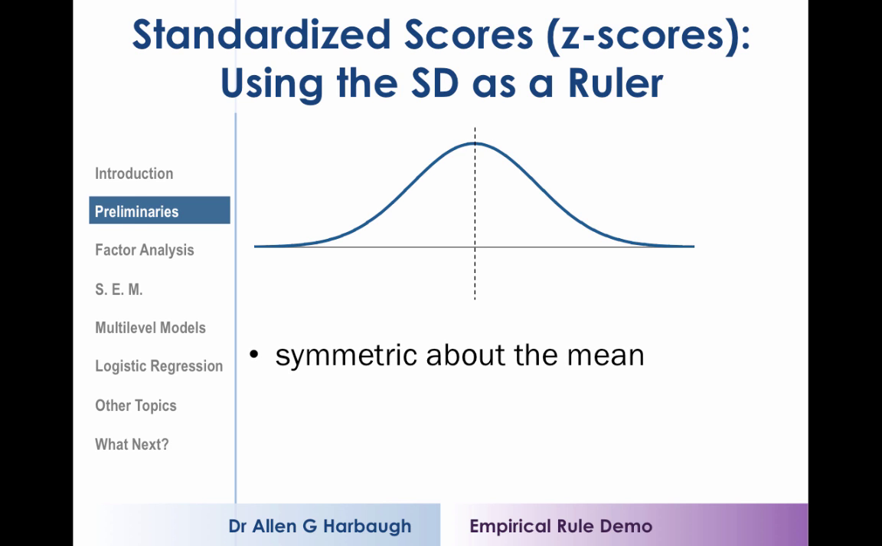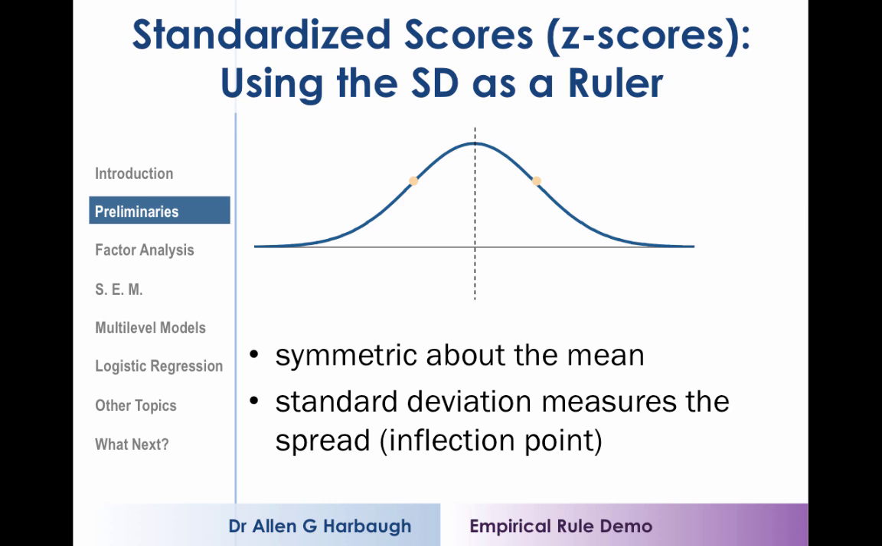The normal distribution is symmetric about the mean, and the standard deviation measures the spread of the values away from that mean. In particular, it's actually the inflection point where the bell-shaped curve goes from having an upside-down bowl shape to what would be considered more of an upright bowl shape.